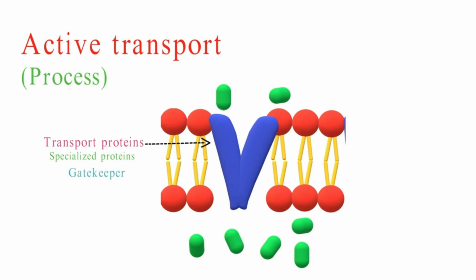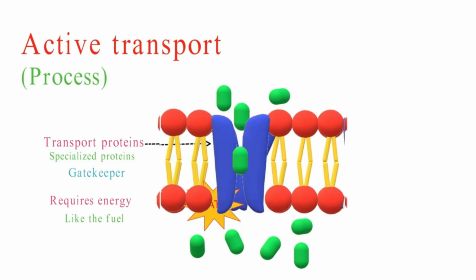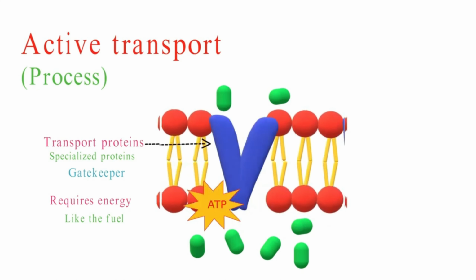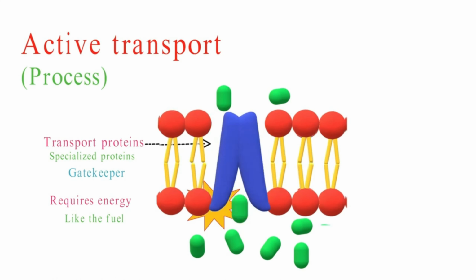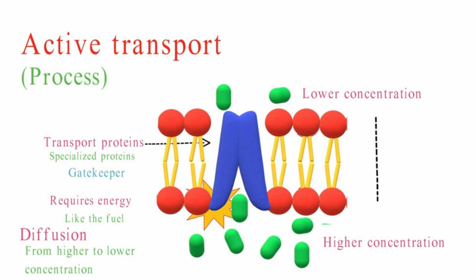Active transport is all about energy, and that energy comes from molecules like ATP. It's like the fuel that powers this process. The real magic of active transport is that it moves molecules against their concentration gradients. While diffusion naturally pushes molecules from high to low concentration, active transport goes the other way.